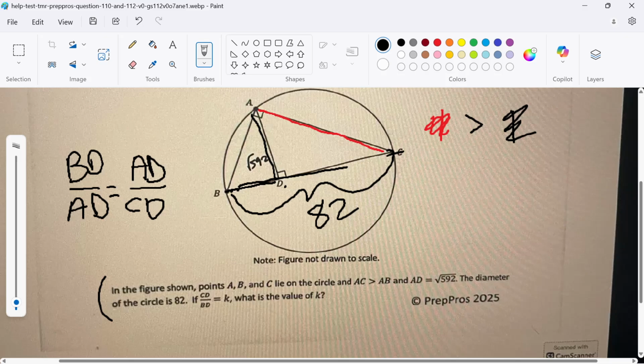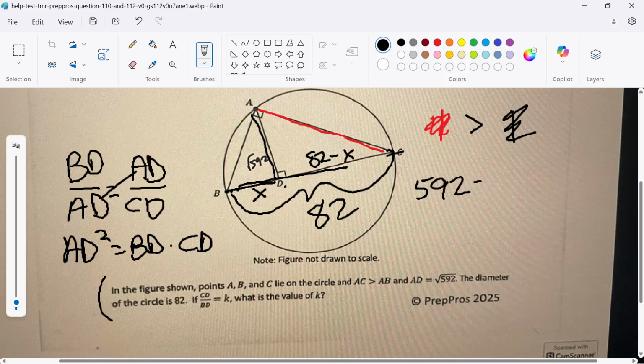Those segments are what the hypotenuse was cut into by the altitude. Well, AD squared equals BD times CD. And I don't know, I'll call BD X, and since the whole thing is 82, this will be 82 minus X. So AD squared is square root of 592 squared, which is 592, equals X times 82 minus X.